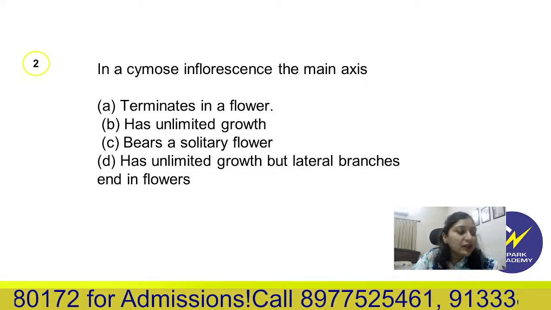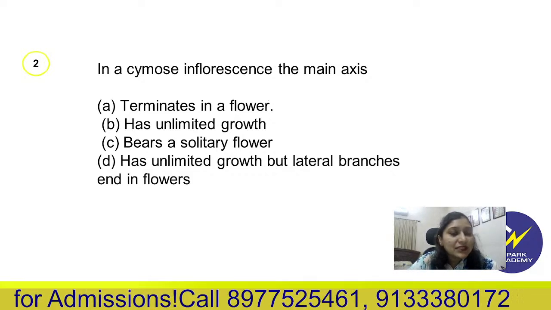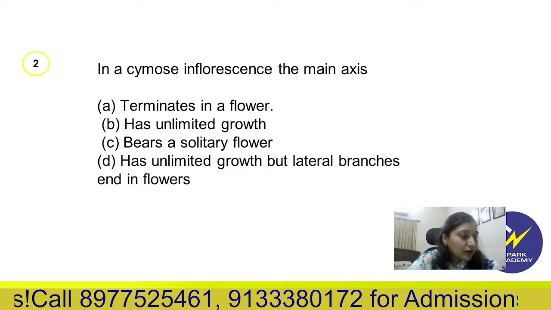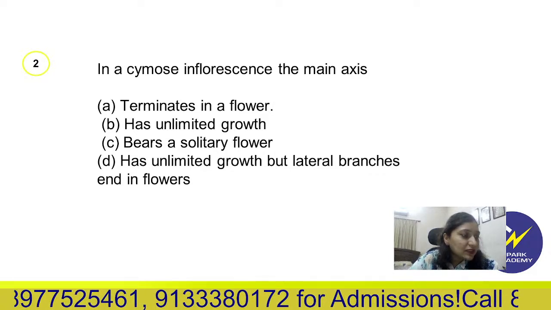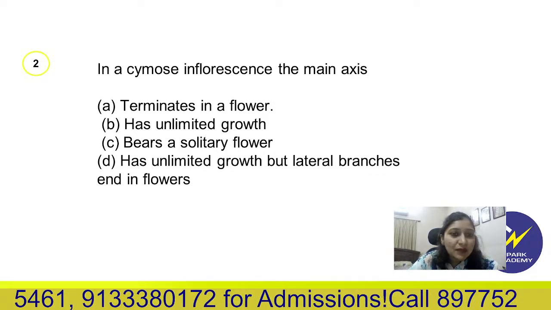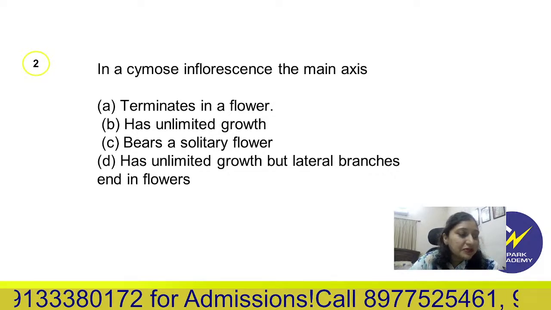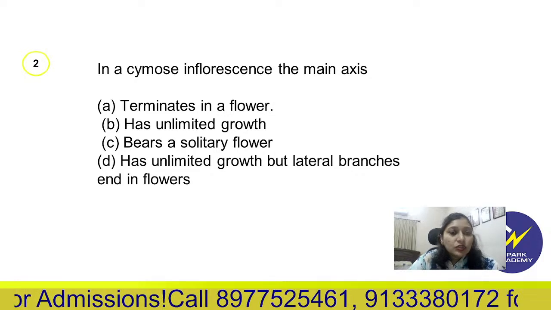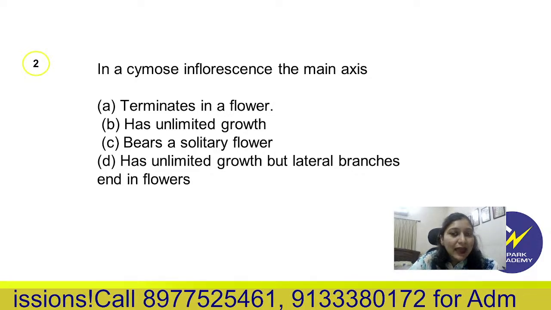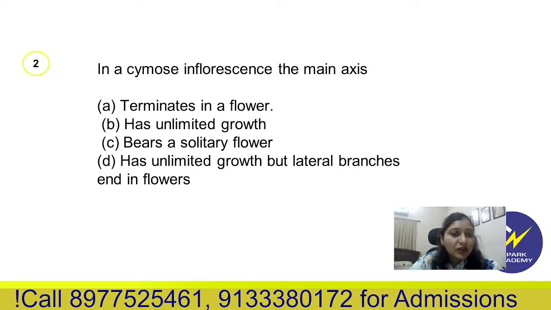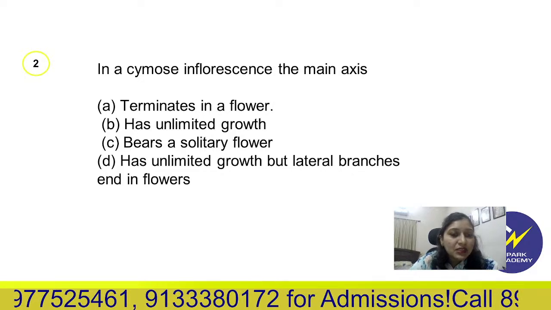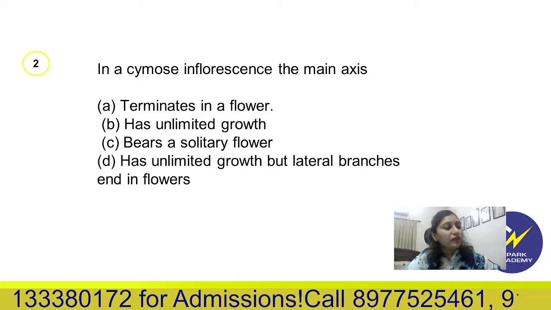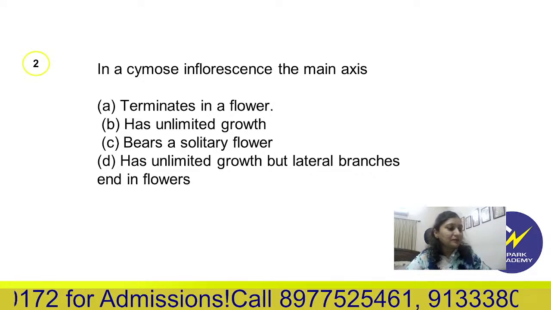In cymose inflorescence, the main axis... correct, Bhavna, your answer is correct. In cymose inflorescence, the main axis: these are PYQs, guys, already asked in NEET. In cymose inflorescence, the main axis terminates in a flower, has unlimited growth, bears a solitary flower, or has unlimited growth but lateral branches. Correct, Bhavna.